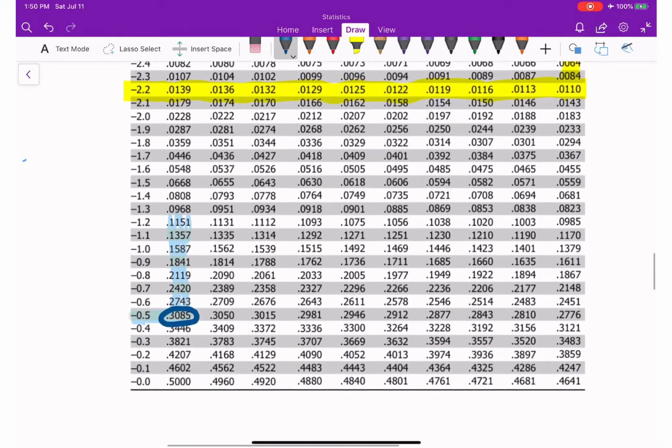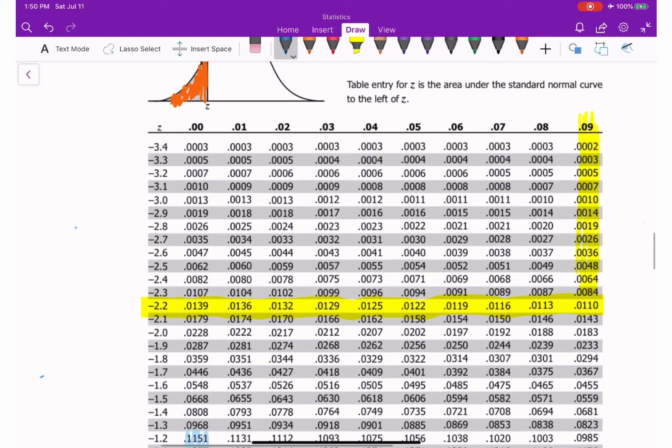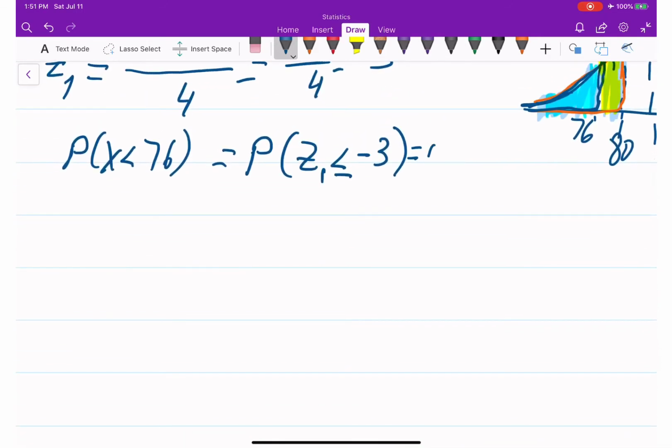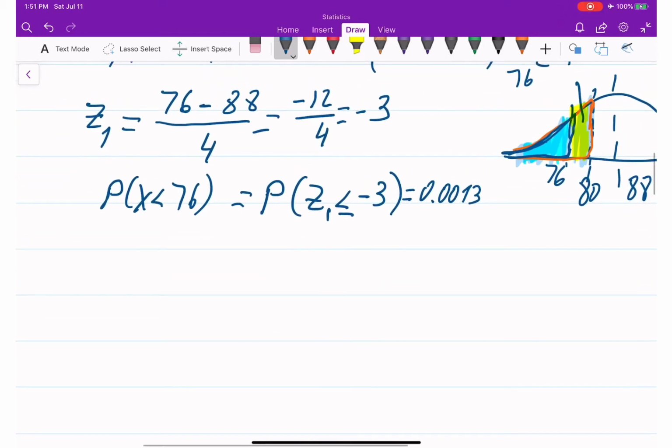Where is our negative 3? Right here, negative 3. Since we don't have any decimal notation, we are taking negative 3.00 and we are going to stop right here. 0, 0. That's all. And the solution is going to be 0.0013. Okay, next one.